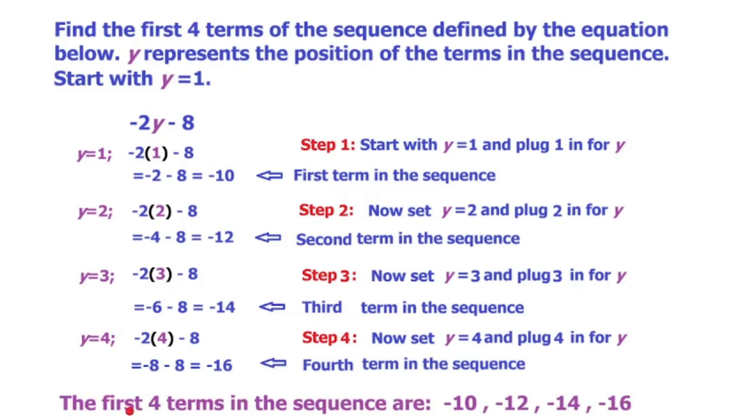So the first four terms in the sequence are negative 10, negative 12, negative 14, and negative 16. We calculated them right here. Okay? And that's all there is to that problem. And don't worry if you don't understand that right away. You could just rewatch the video. There's nothing wrong with repetition.